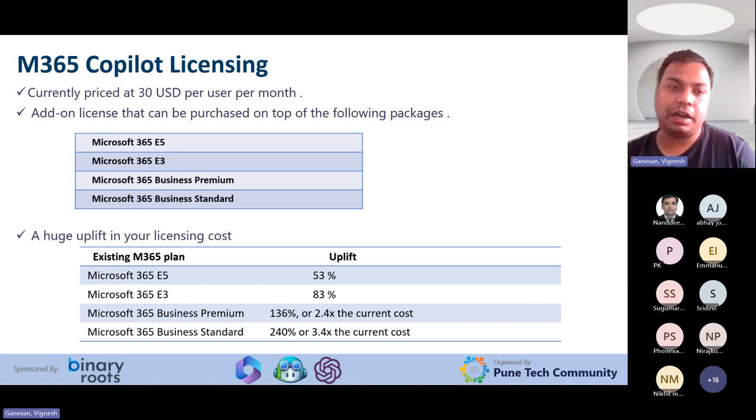And this is, of course, a huge uplift in your licensing cost. And if you want to do the math there, it's a 53% uplift if you're trying to give it for an E5 user. If you're giving it for an E3 user, then there is an 83% uplift. And if you look at business premium and business standard, it's pretty much 2.4x the time or 3.4x the time.